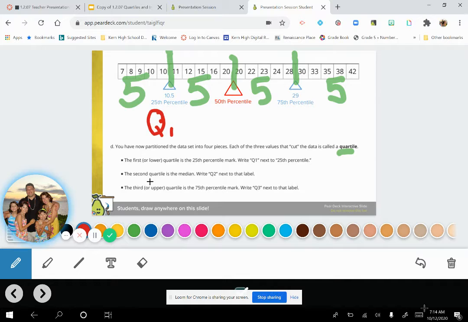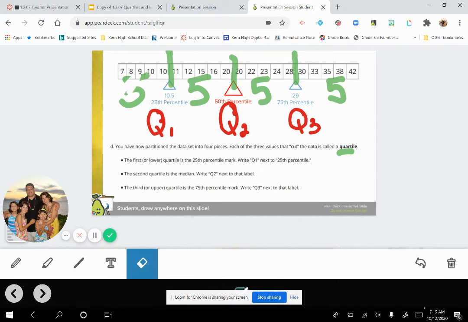Okay. The second quartile, which is the median, we call quartile 2. And the third quartile we call quartile 3. Okay. Now you'll see these percentage numbers next to it. It's broken up into 4 pieces, 4 quarters.